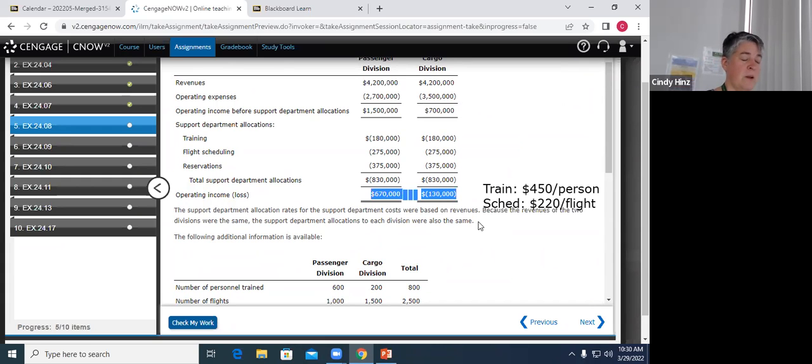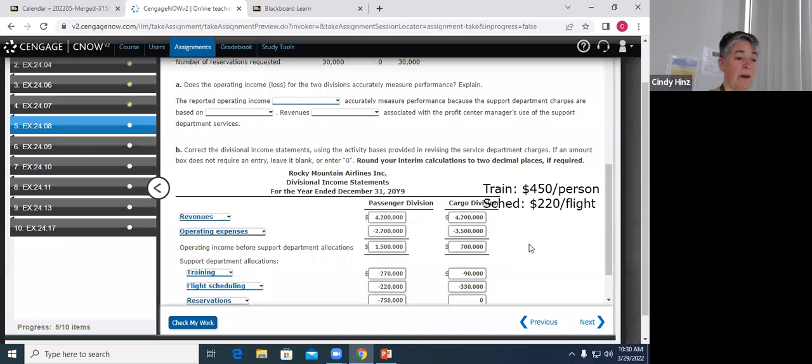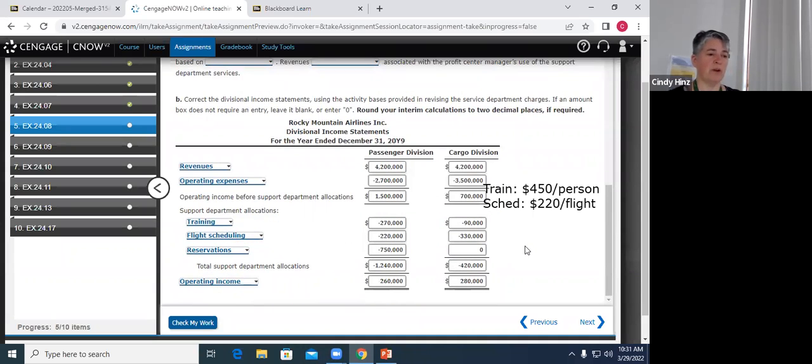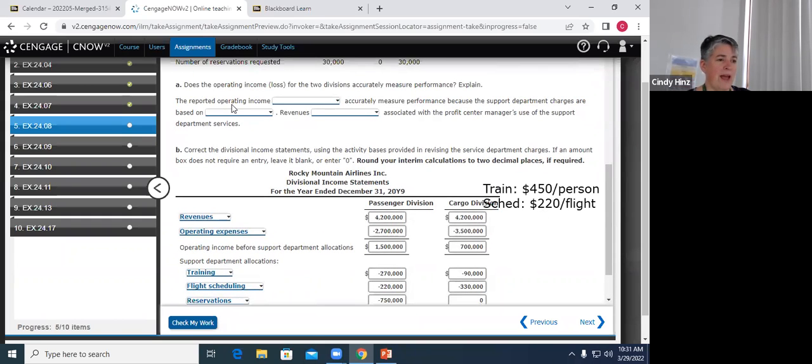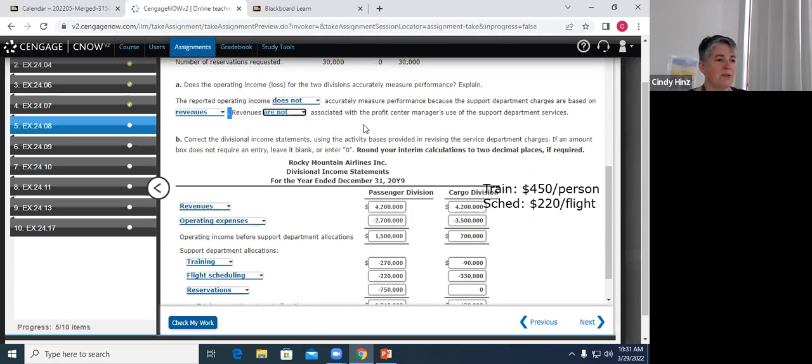It's the same total cost, but we have shifted it appropriately based on the actual usage of those support departments, not based on that arbitrary revenues, which doesn't have any relation to the usage of these 3 support departments, which is very different across the 2 divisions. So let's go back to letter A and see what we're looking for here. Does the operating income or loss for the 2 divisions accurately measure performance? I think we can clearly see now that the operating income does not accurately measure performance because the support department charges are based on revenues. Revenues are not associated with the profit center manager's use of the support department services.